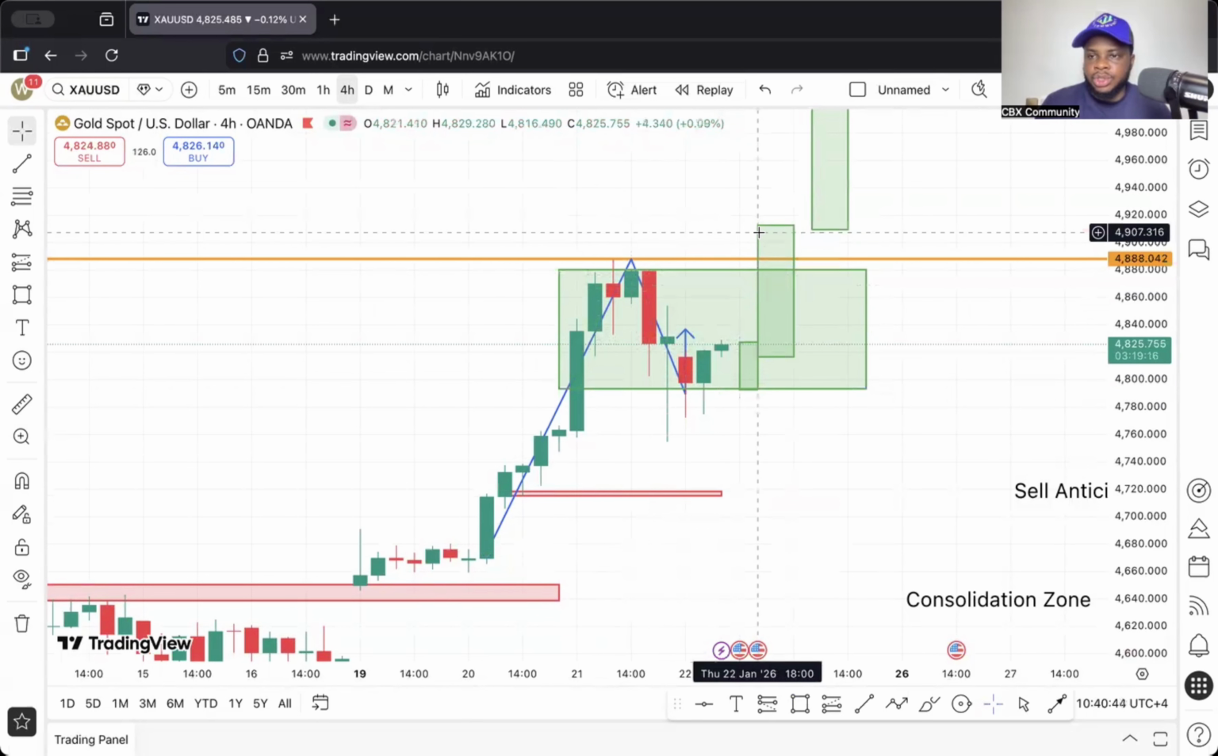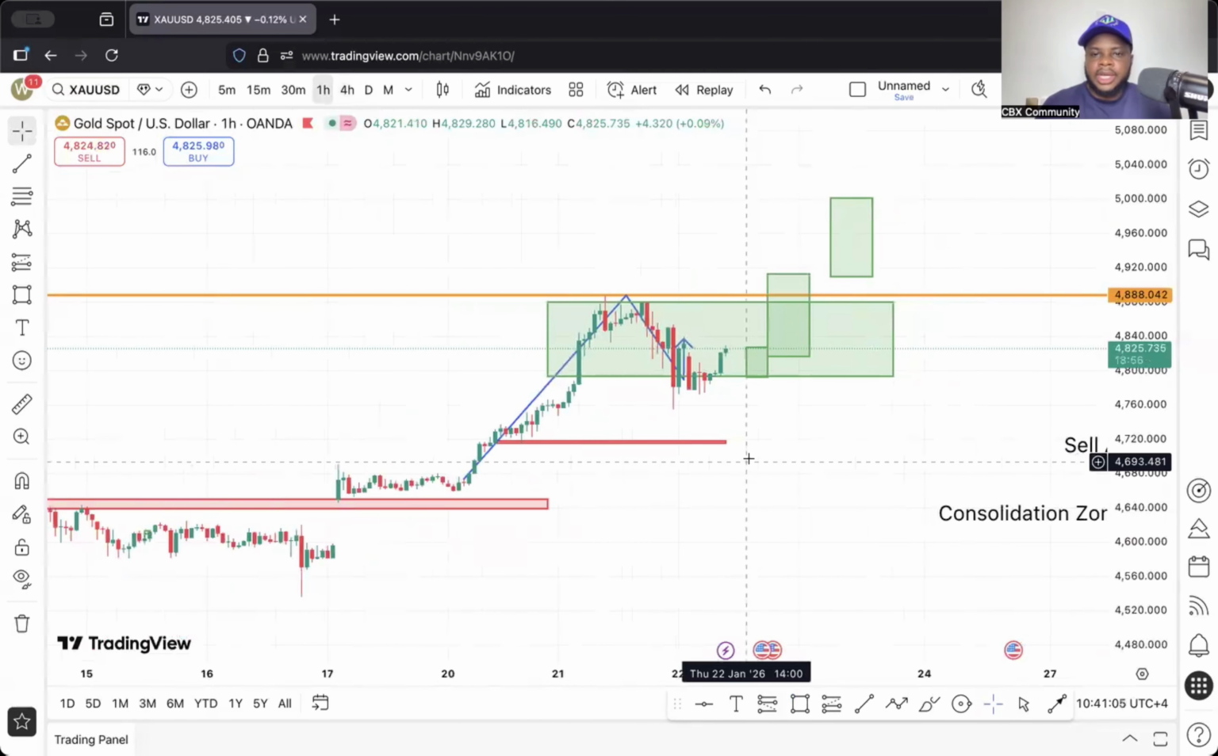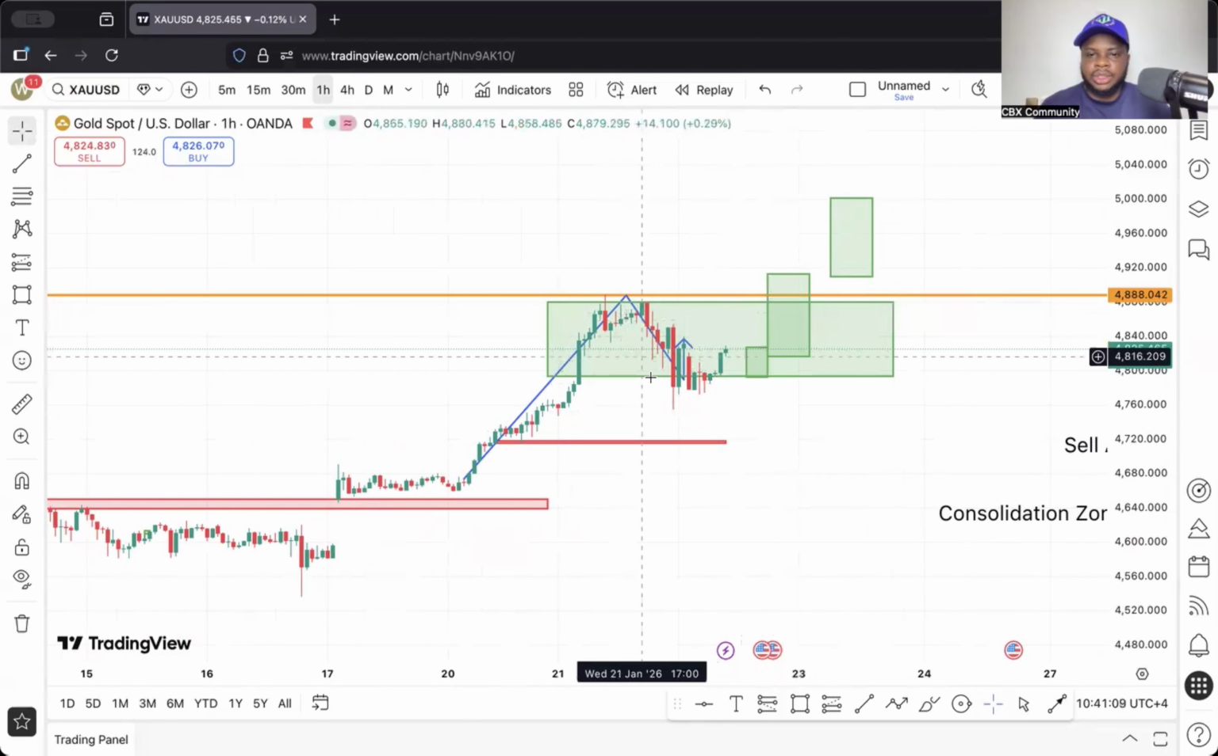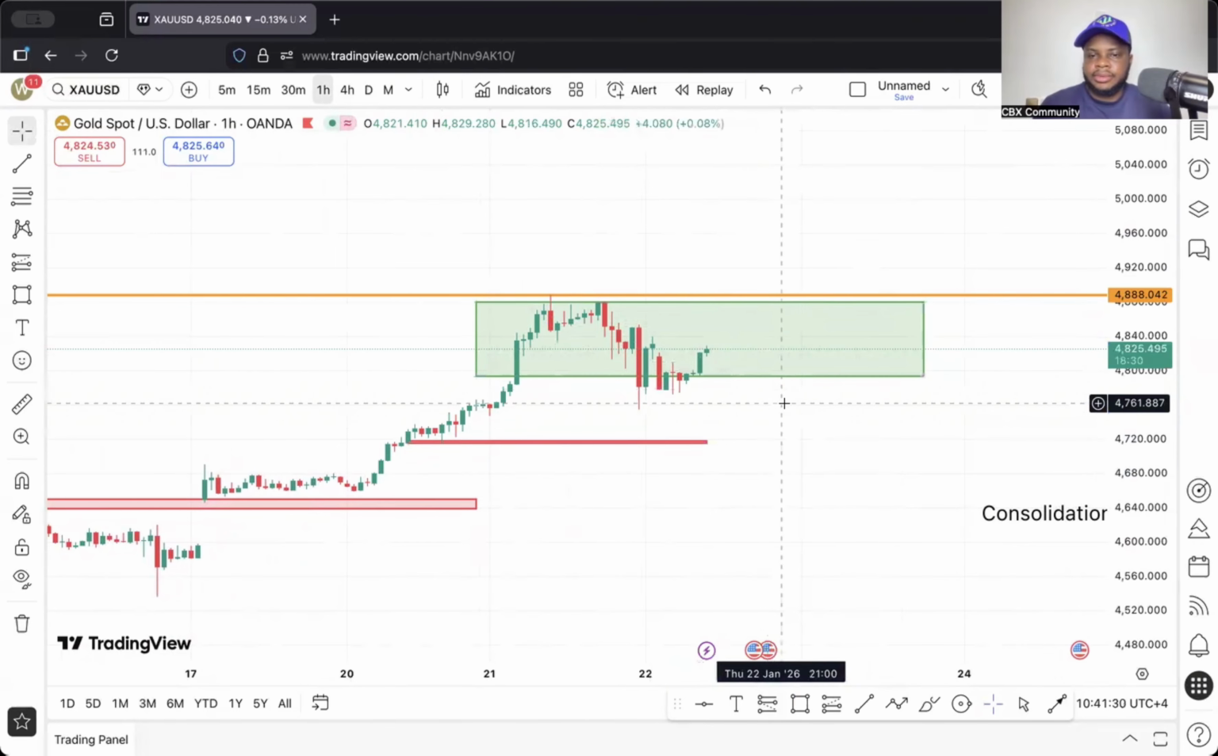So let's go to the H1. Looking at the condition of the H1, it is clear that we are in a consolidation zone, because we have a resistance zone over here and a support zone over here. Just look at how the bodies of the candles are all printing side by side. So let's delete this. Delete this. Let's delete this.